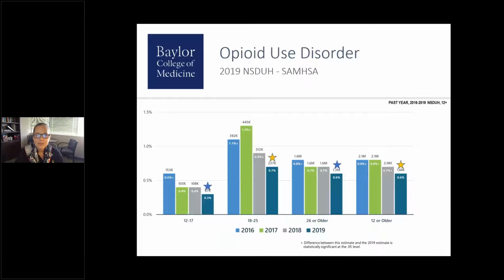Next slide. Again, this is another way of looking at these data by age range. And so this is opiate use disorder declines across multiple age ranges. For those 12 to 17, we saw it drop. 18 to 25-year-olds, so adolescents and young adults. For those 26 years and older, we also saw a decrease, and overall, age 12 and older, we see that decline, which is good.